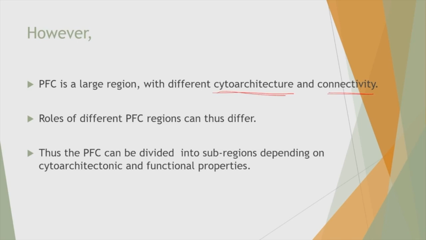Remember when we talked about the brain and its parts and how they are organized, how the structure is organized in terms of connections to other brain regions as well as in terms of the density of cells and so on. We did talk about cytoarchitectonic grouping of various areas. The PFC is a large region which has very different cytoarchitecture as well as connectivity. So, roles of different PFC regions can differ. Thus, the PFC can be divided into sub-regions depending on the cytoarchitectonic as well as functional properties.